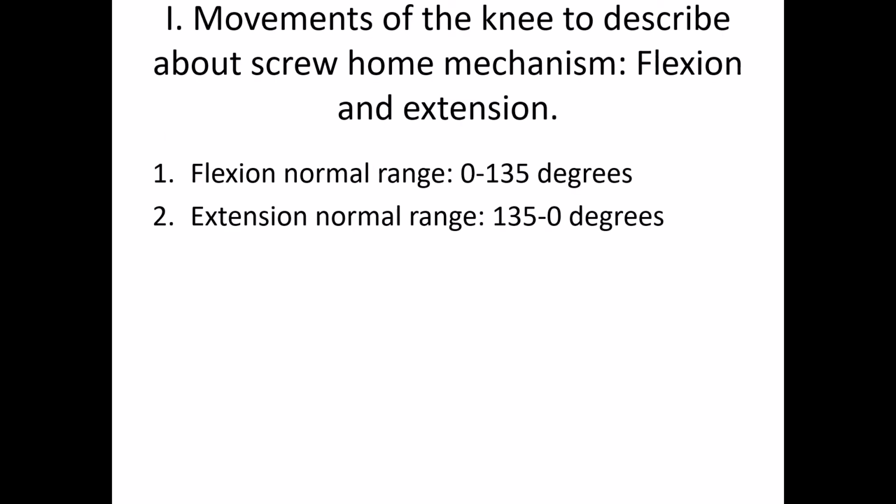Movements. The first one, movements of the knee joint, to describe screw home mechanism. What are the movements? Flexion, extension. Normal ranges: flexion 0 to 135 degrees, extension 135 to 0 degrees. Imagine a person is sitting with his knee in a normal flexed position of 90 degrees. He wants to straighten up the knee, that is known as extension. So he uses one set of muscles to get the knee into extension motion. Flexion range is 0 to 135 degrees normal, extension range normal is 135 to 0 degrees.